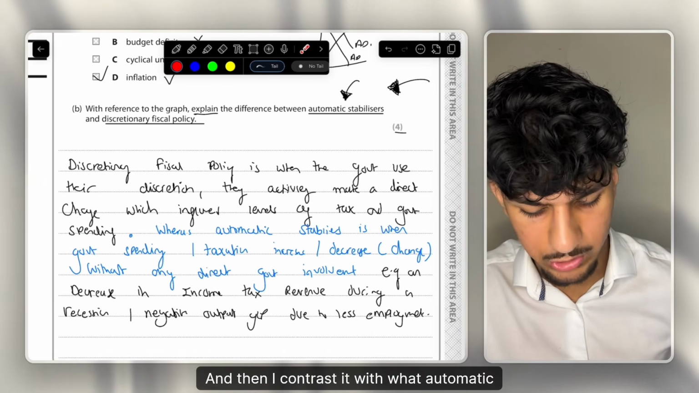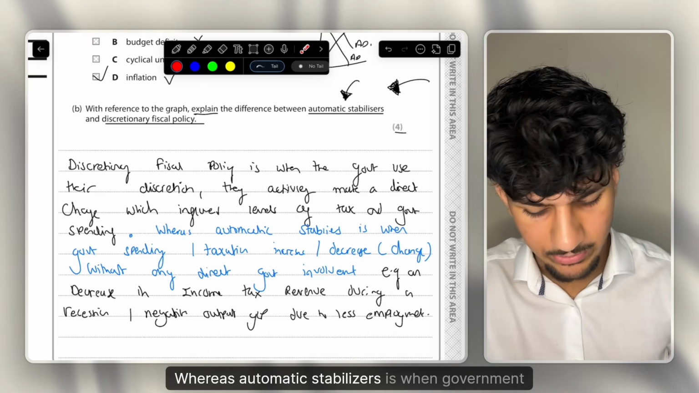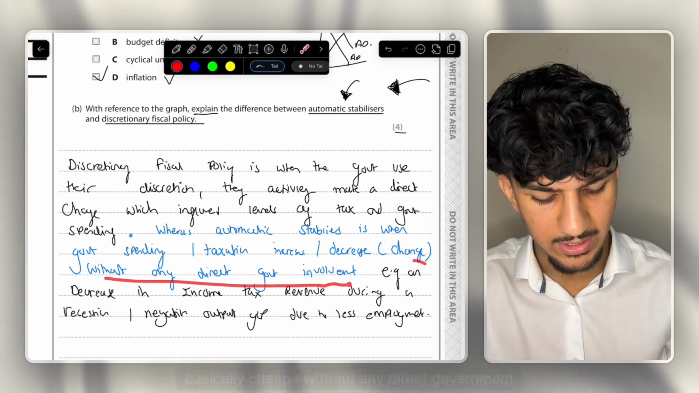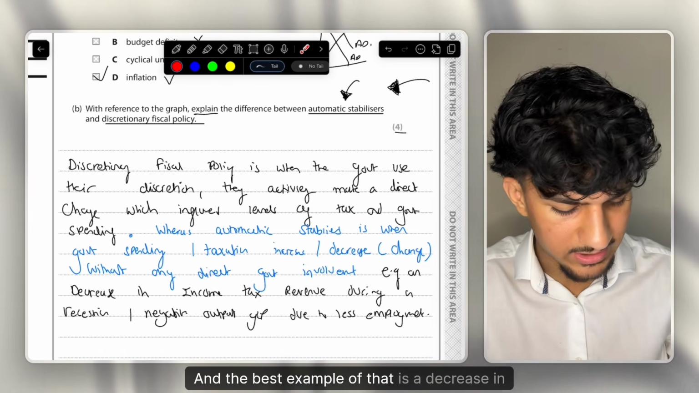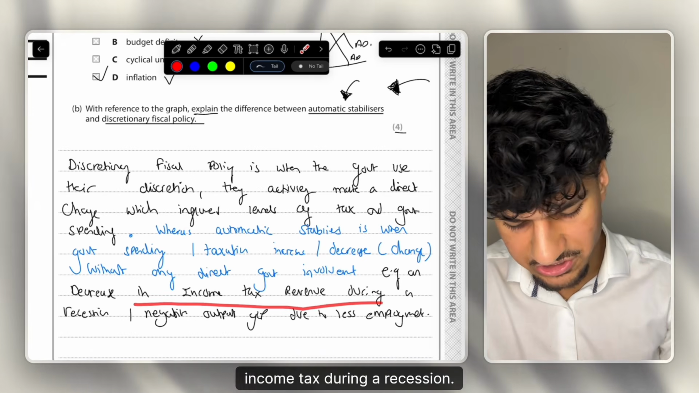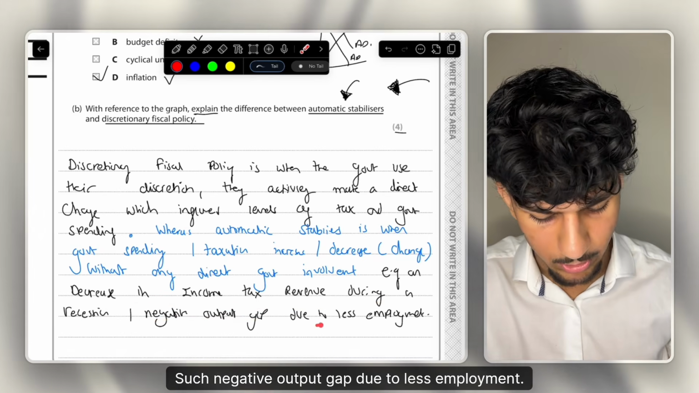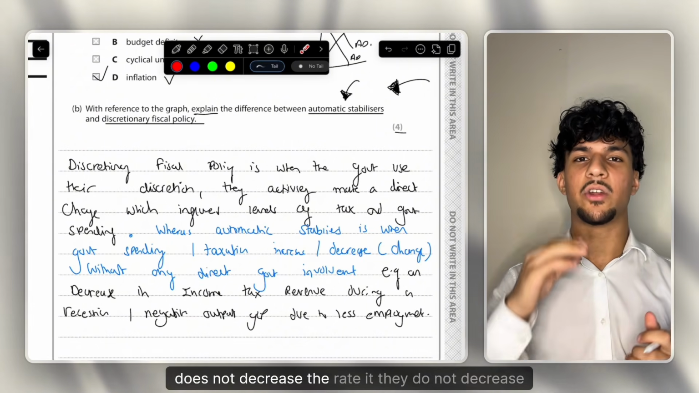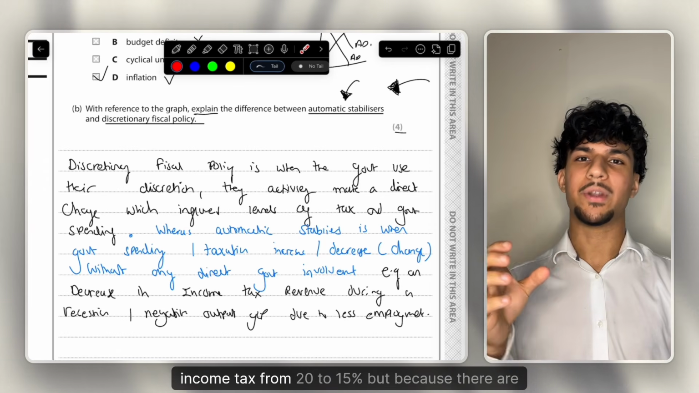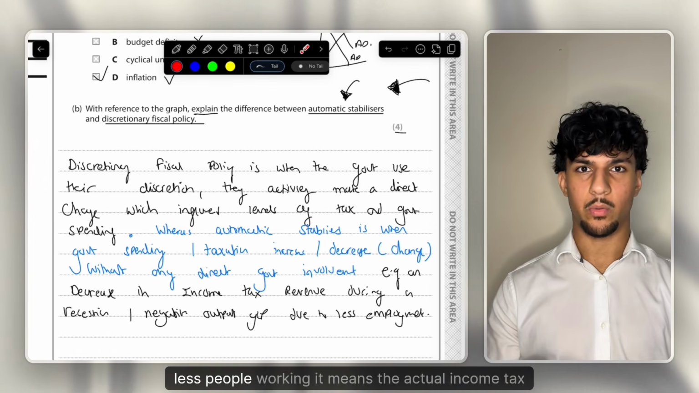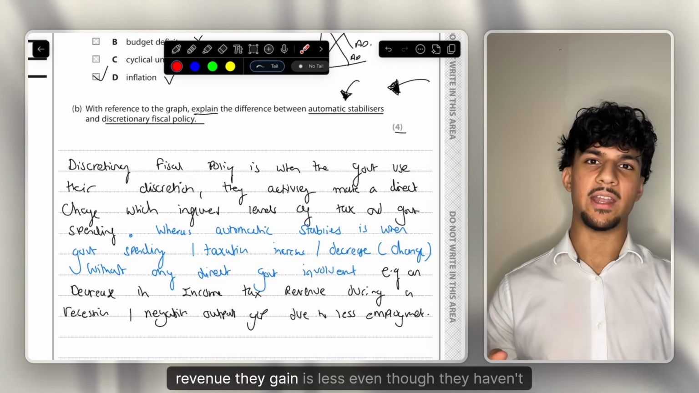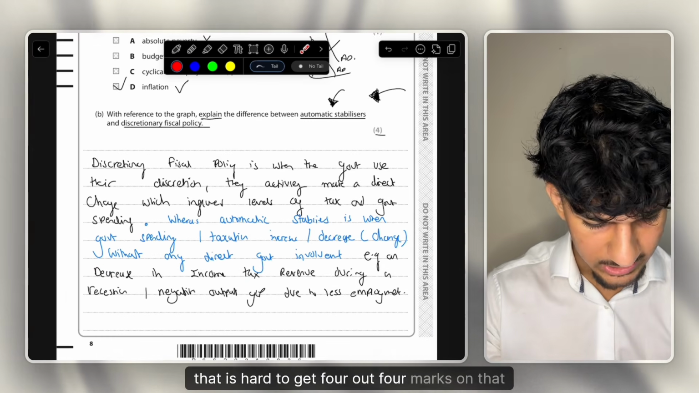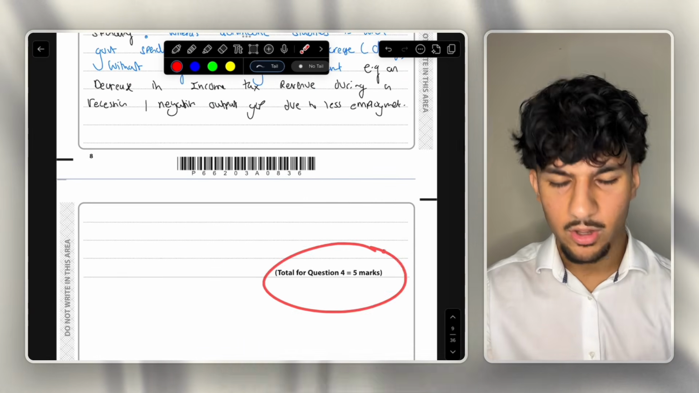And then I contrast it with what automatic stabilizers are, whereas automatic stabilizers is when government spending or taxation increase or decrease, so basically change, without any direct government involvement or intervention. And the best example of that is a decrease in income tax during a recession or negative output gap due to less employment. And just to make sure you understand that, during a recession, the government does not decrease the rate. They do not decrease income tax from 20% to 15%, but because there are fewer people working, the actual income tax revenue they gain is less, even though they haven't made any change in the policies. But yeah, that is how to get 4 out of 4 marks on that question, and that is 5 out of 5 for question 4.